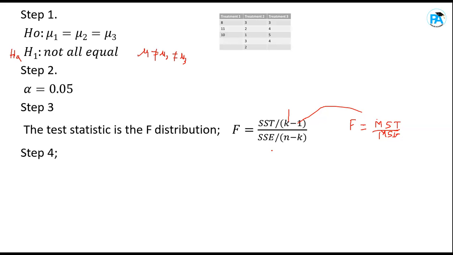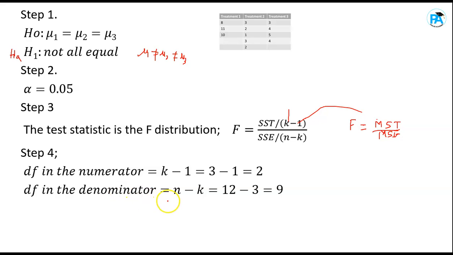Now, to determine the decision rule, are you following? What you have to do is to actually find the critical value. And to find the critical value, you need the degree of freedom of the numerator and the degree of freedom of the denominator. Now listen, this K minus 1 is known as degree of freedom of the numerator, and then N minus K is degree of freedom of denominator, okay. So df in the numerator is equal to K minus 1, which is 3 minus 1 equals 2, because we have 3 treatments, so K stands for the number of treatments. And then degree of freedom in the denominator is N minus K.